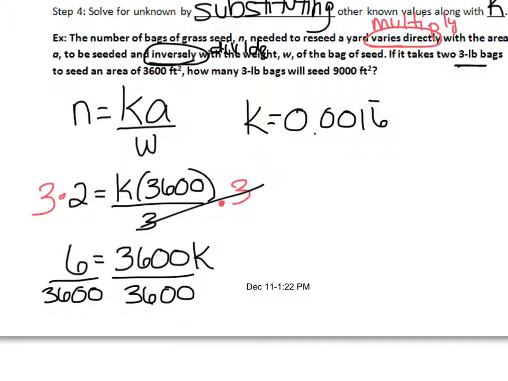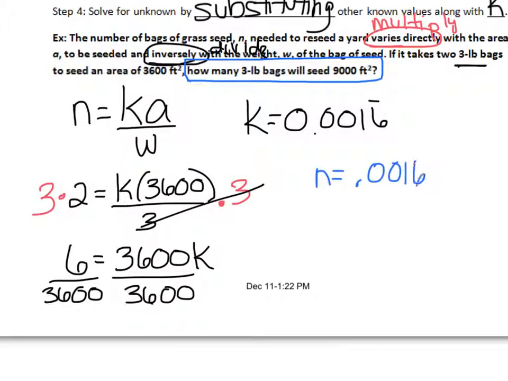Well, the question says, how many bags to seed 9,000 feet squared? So now we're going to actually answer that question. We had to find K in order to do so. So we're going to go N because we need to know the number of bags equals, going back to my formula here, well, K we just found was 0.0016. We're just going to use that. And it says the area is 9,000 feet. And our weight of the bags is that 3 pounds.